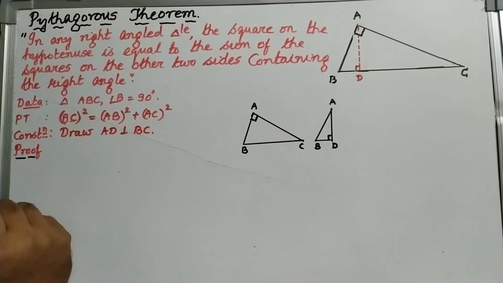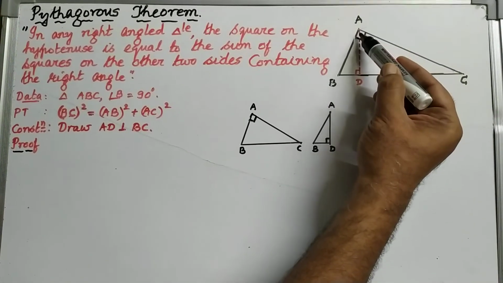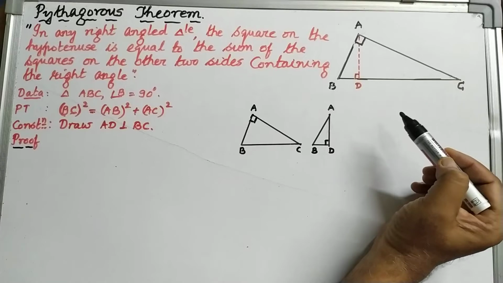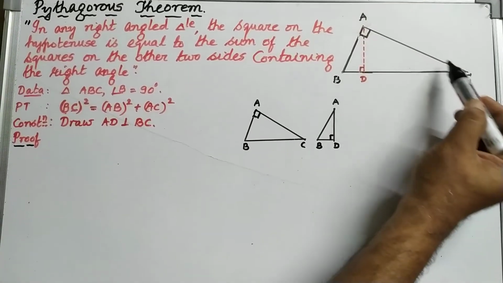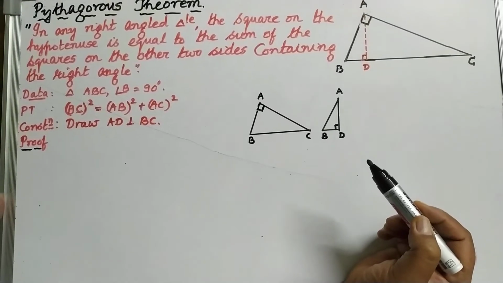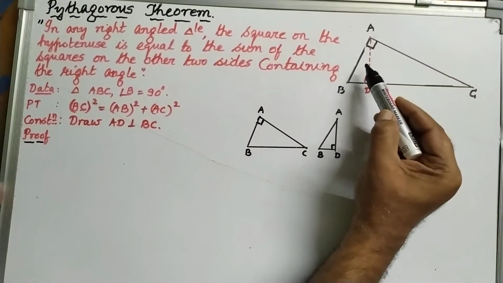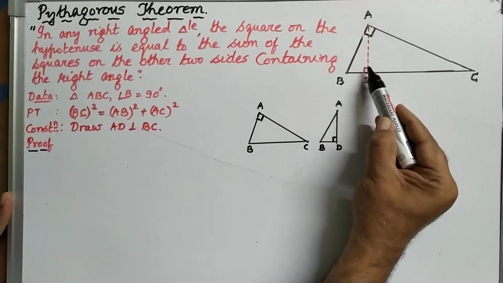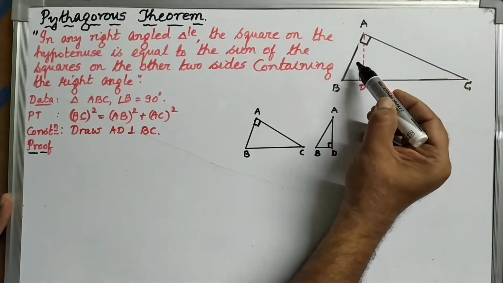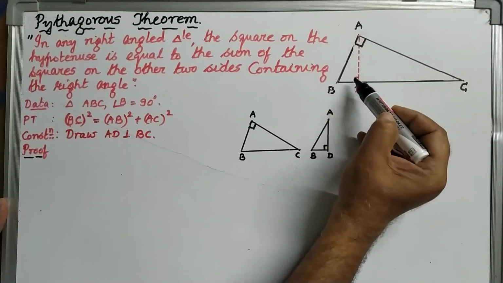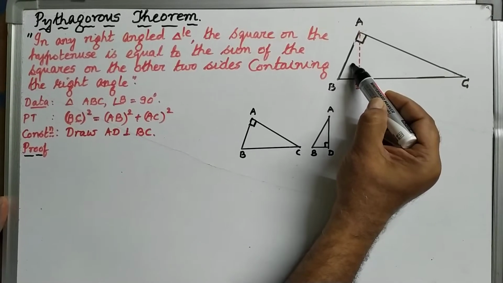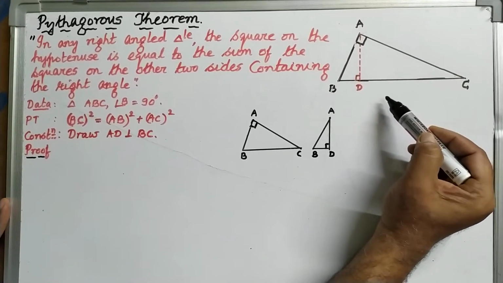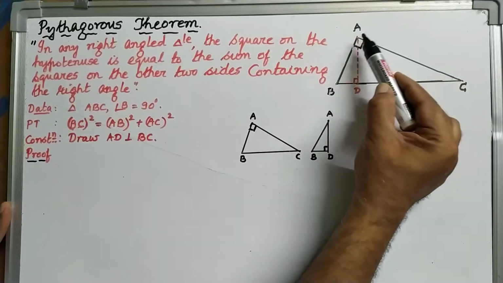Now the proof. After I have drawn the perpendicular from the right angled vertex to the hypotenuse, within this original big triangle, which is a right angled triangle, I have got two smaller right angled triangles because AD is perpendicular to BC. This is ABD, the first right angled triangle. ADC will be the second right angled triangle which I have got in this bigger right angled triangle.